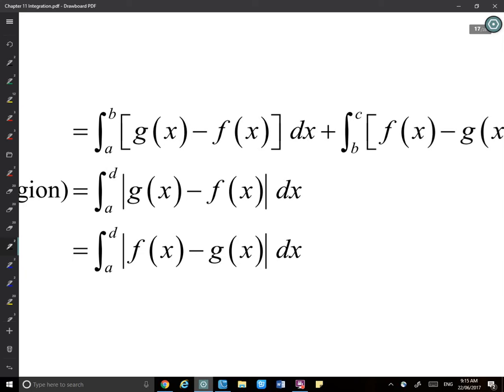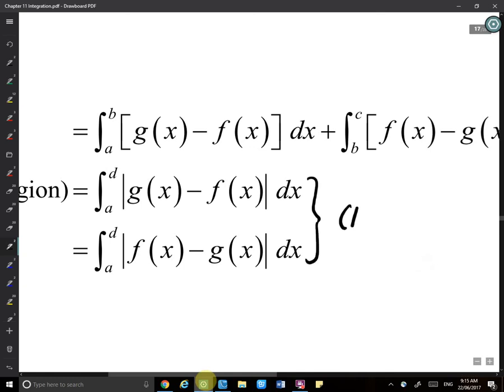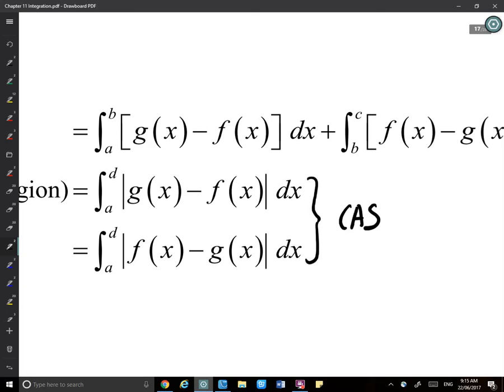Okay, I start from A, finish at D. I don't care which one is on top. I don't really even need to see the graph. I just use one graph to subtract the other one and put an absolute sign on it. So that must be a CAS question. You can do this.